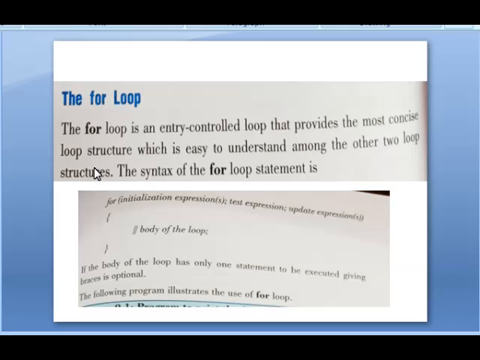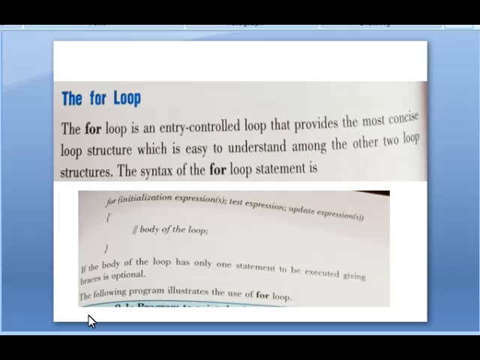The for loop is an entry control loop that provides the most concise loop structure, which is easy to understand among the other two loop structures. The syntax of the for loop statement is: for (initial expression; test expression; update expression). If the test condition is true, it will execute the body of the loop. If the body of the loop has only one statement to be executed, giving braces is optional.